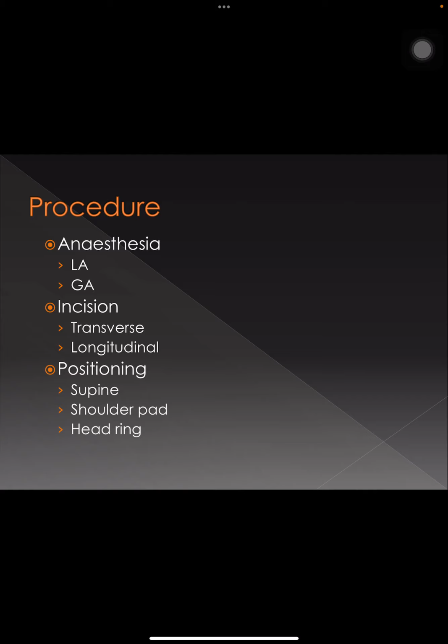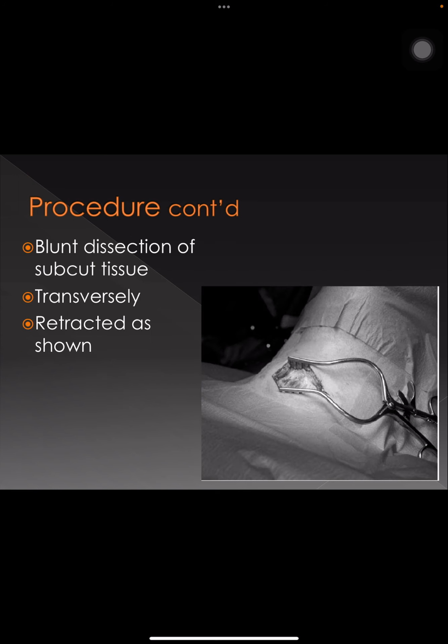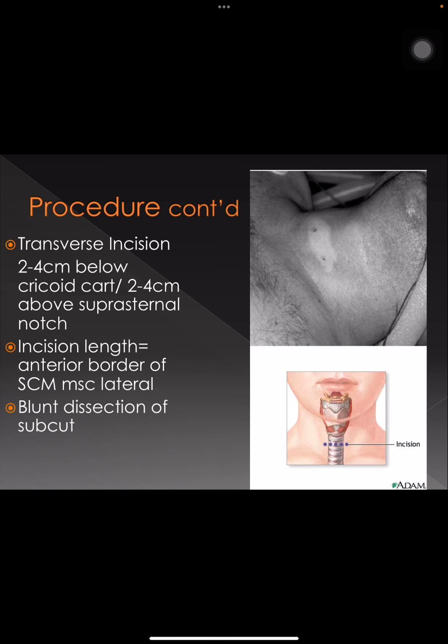We position the patient supine with a shoulder pad and a head ring so as to keep the neck extended. The skin is prepped using povidone iodine. The patient is draped. A good light source and suction machine are kept ready. And blunt dissection of the subcutaneous tissue is done transversely after an incision which is placed 2 to 4 centimeters below the cricoid cartilage or 2 to 4 centimeters above the suprasternal notch. This is the area of the incision.